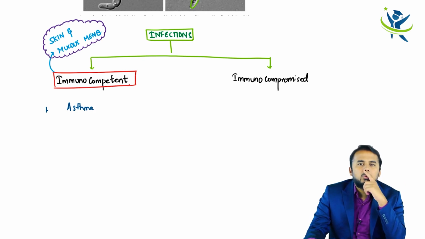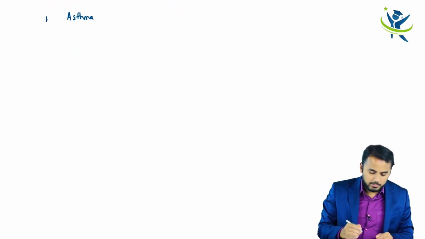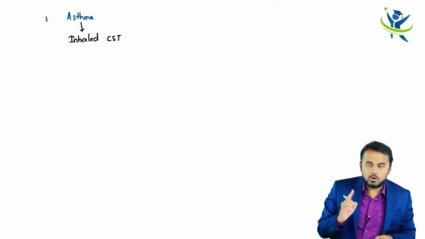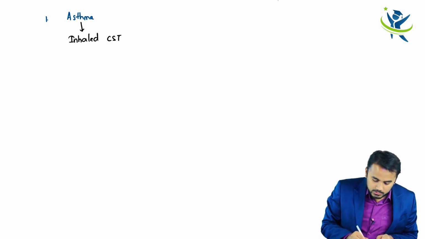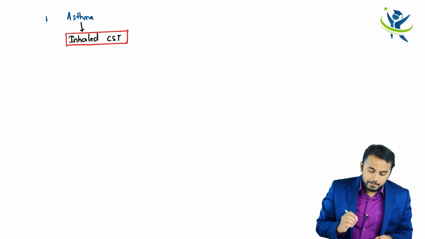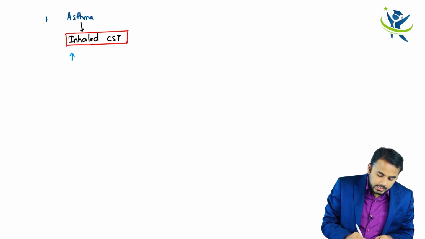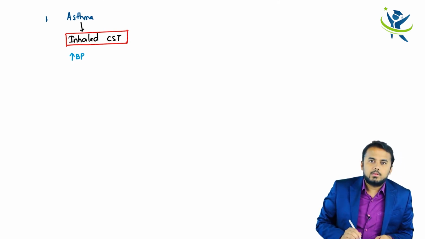But one important thing all of you have to know, you will learn this from your physiology lectures, but let me roughly make a note that in asthma I use inhaled corticosteroids. CST stands for corticosteroids. So all of you need to know the basic functions of corticosteroids, guys. The basic functions are, one, corticosteroids increase your blood pressure, right?